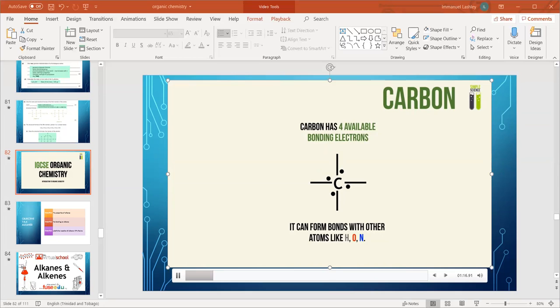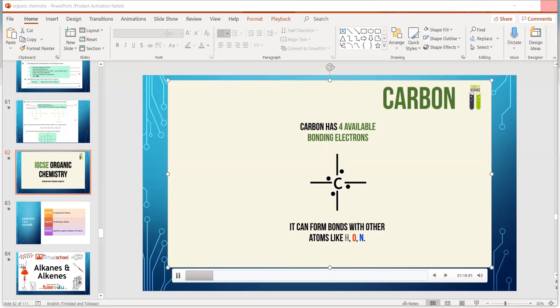Carbon can form bonds with other atoms such as hydrogen, oxygen, and nitrogen. These 3 elements are very common to form bonds with carbon. But additionally, carbon can also form bonds with other carbon atoms to form very long chains or branch chains of carbon atoms, okay? The fact that carbon is able to bond with different atoms as well as carbon itself allows living beings to have such huge variety, okay?